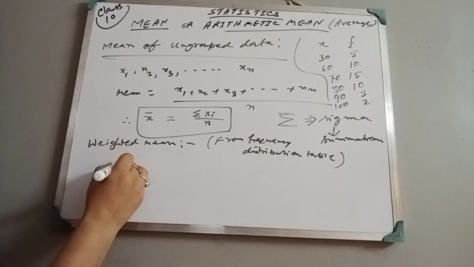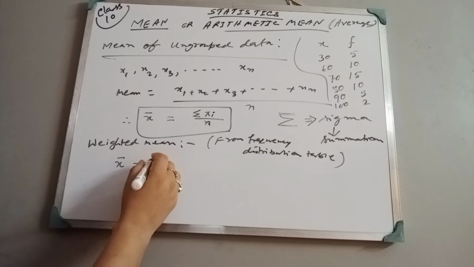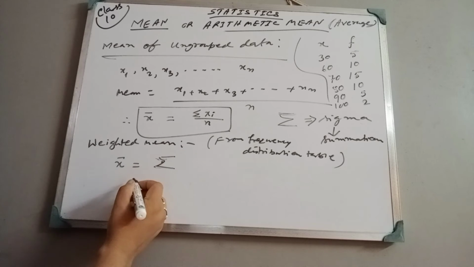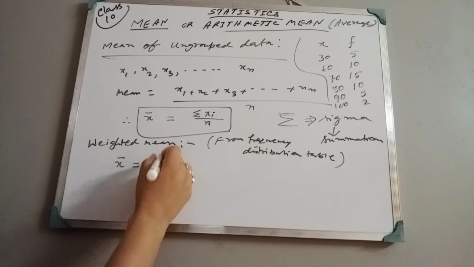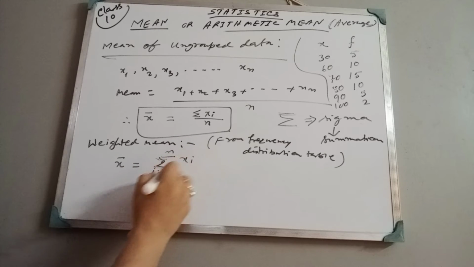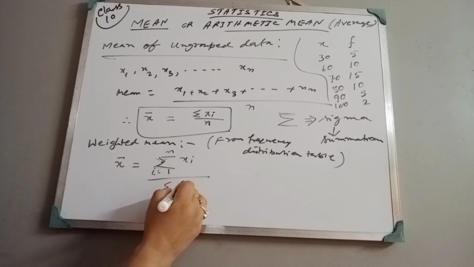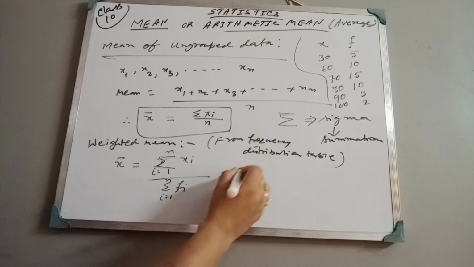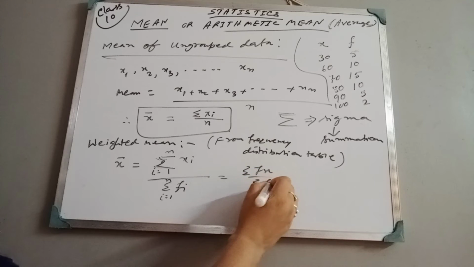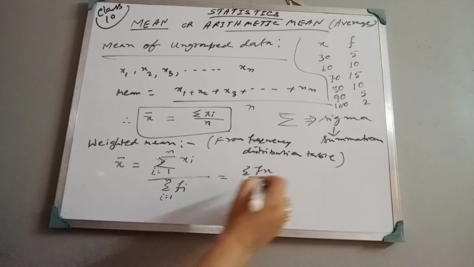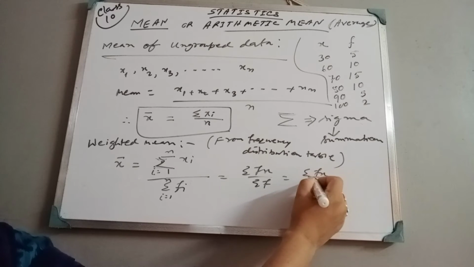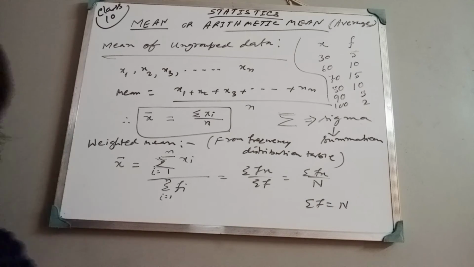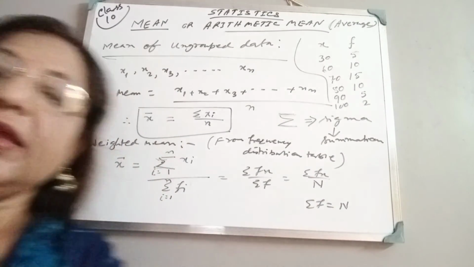Weighted mean, x bar, will be sigma i equals 1 to n of xi divided by sigma fi. Fi means the sum of the frequencies. Here also i equals 1 to n. Or we can write this as sigma fx by sigma f, or sigma fx by capital N, where sigma f equals capital N. Sigma f means the sum of the frequencies.